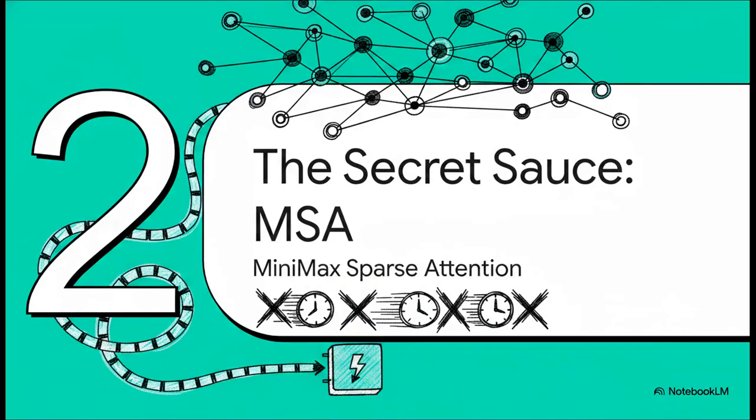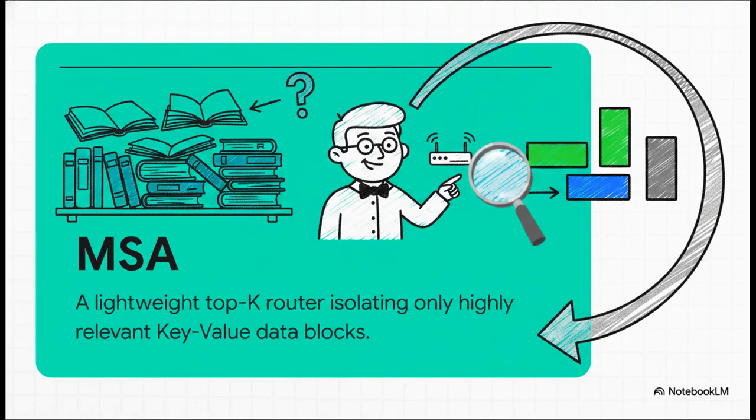Moving on to part 2, the secret sauce, MSA. Let's see how they actually make a 1 million token context window usable without breaking the bank. Time to bust some jargon. At the heart of M3 is something called MiniMax Sparse Attention, or MSA.